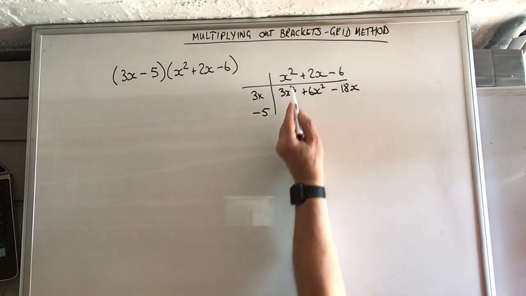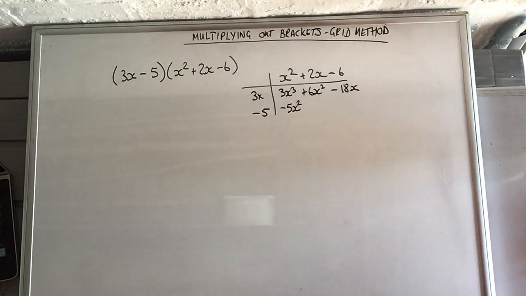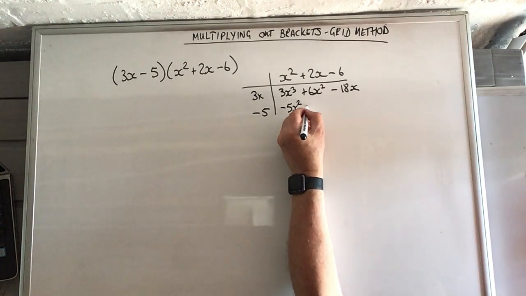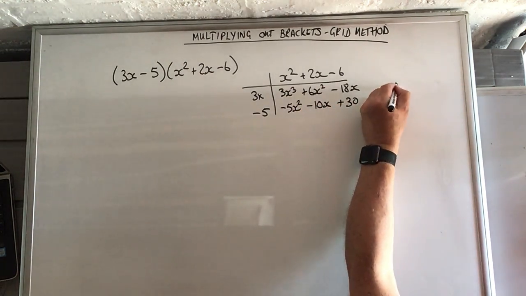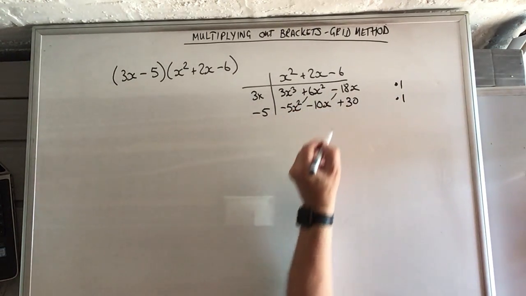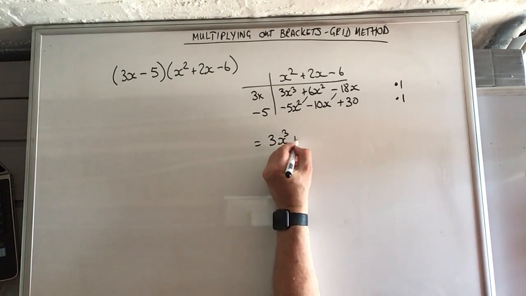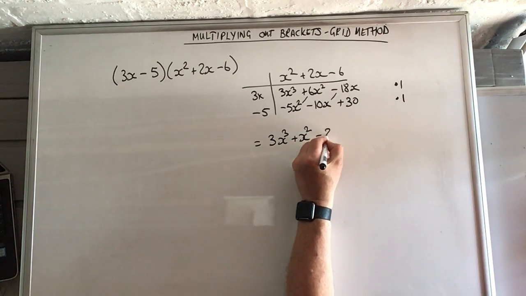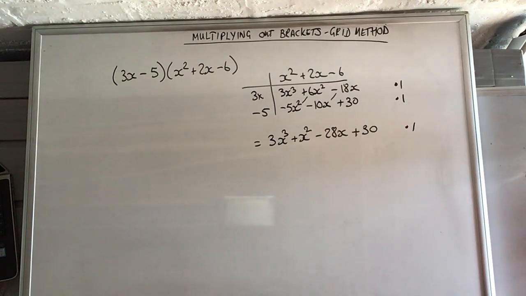Minus 5 times the top gives me minus 5x squared. Next bit gives me minus 10x. And next bit gives me plus 30. Okay, 1 mark for that, 1 mark for that. We've got it in order, so we're tidying up diagonally. 3x cubed plus x squared minus 28x plus 30. Okay, and that's your third mark. We're very quick, it should take you about a minute in the exam to do these type of things.